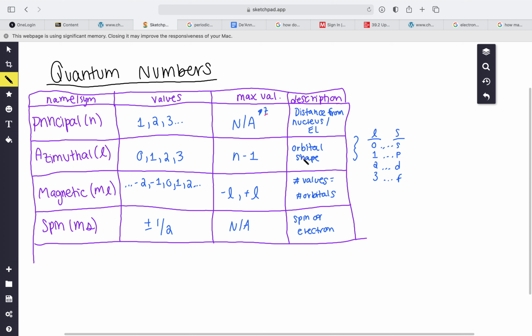But yeah, that tells us the orbital shape. With S, it's like a sphere. With P, it looks something like this. With D, you're getting all these different things going around in different directions, and it looks like a flower almost. And then F, I don't even want to attempt to draw F, but you can look those up if you're interested in how they actually physically look.